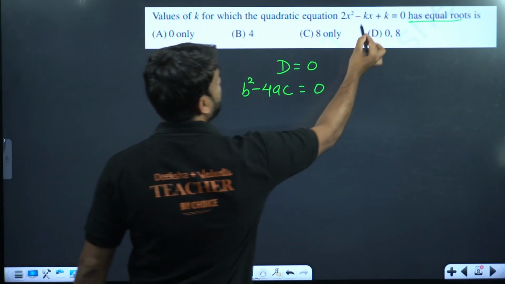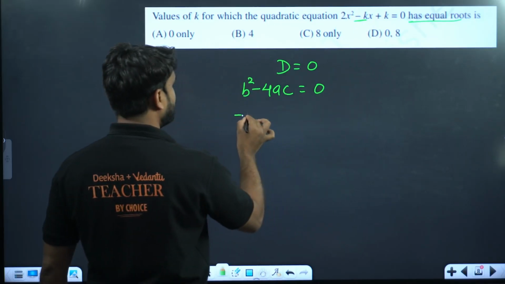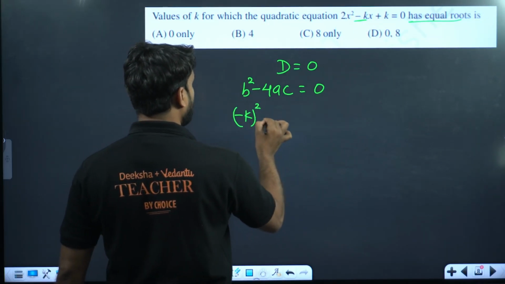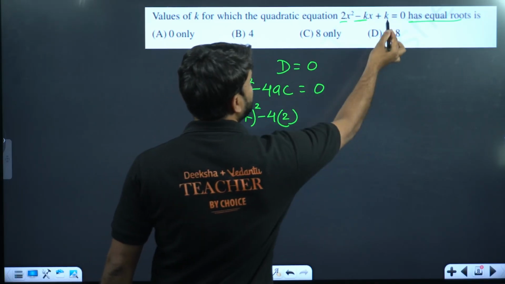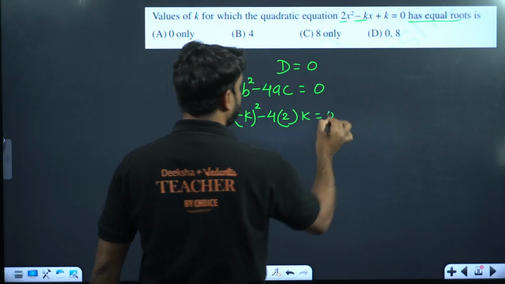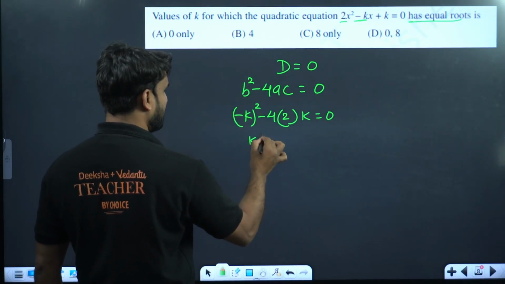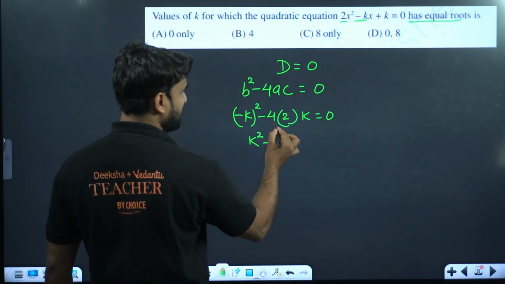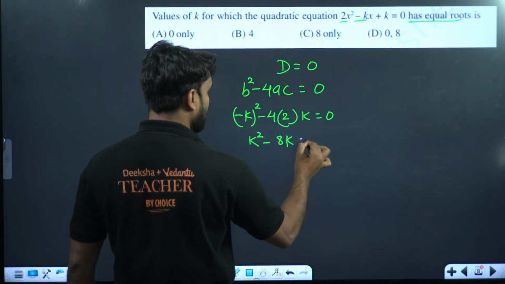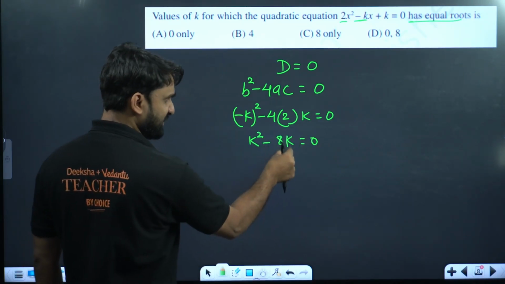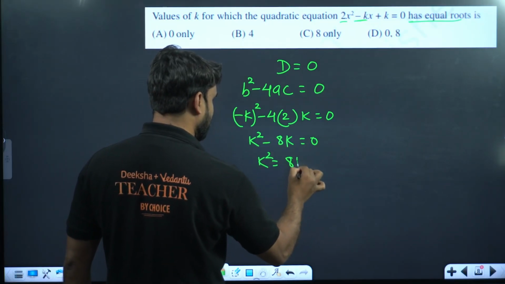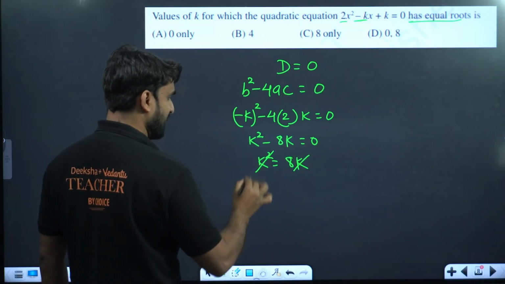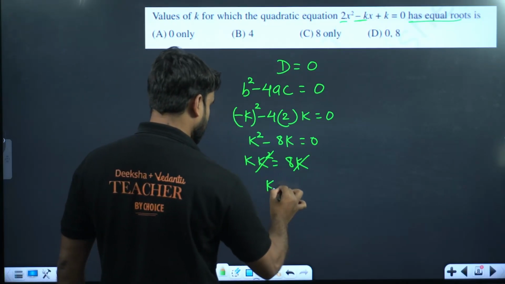So where is b? b is equal to minus k. So minus k whole square minus 4a. a is 2. And where is c? c is k, equals to 0. Minus k square will be k square. And here minus 4 into 2 will be 8k equals to 0. Now we can shift this minus 8k to that side. So k square will be 8k. So k will be cancelled by this, 1k will be there. So k is equal to 8.